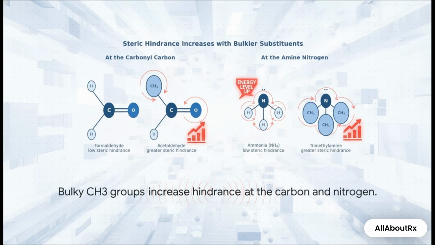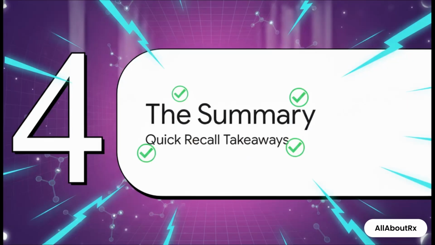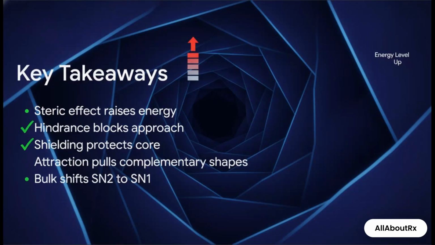Ammonia has really low hindrance, but trimethylamine, it's packed with three bulky methyl groups, giving it significantly greater steric hindrance. Finally, Section 4, the summary. Let's do a quick recall of our key takeaways. Before you wrap up this study session, here are your absolute must-know takeaways.